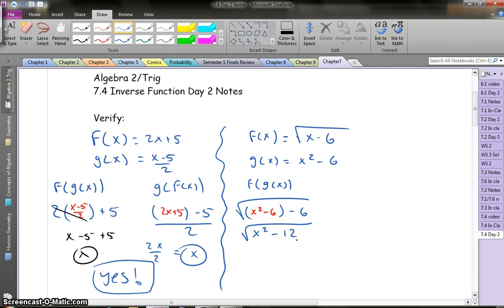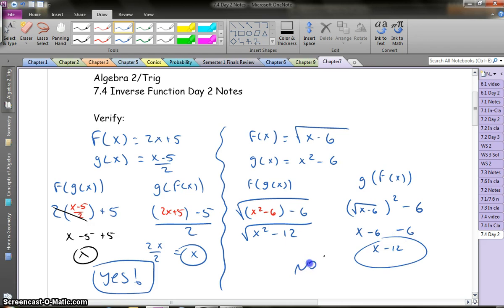Alright, I'm going to hold off there because we're kind of stuck. But let's do the other one to verify. So g of f of x. Alright, slap it up. Alright, and we're left with something squared minus 6. Well, that something is the square root of x minus 6. Well, square root leaves me with x minus 6. I have the minus 6 out here, so I have x minus 12. And so in this case, no, they are not inverses.